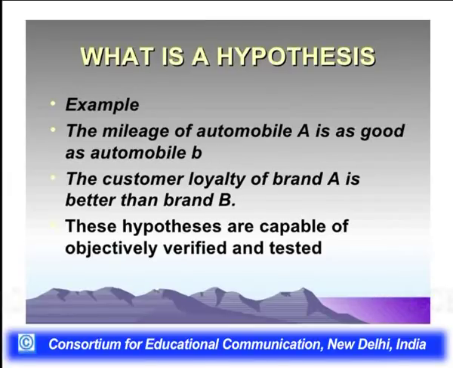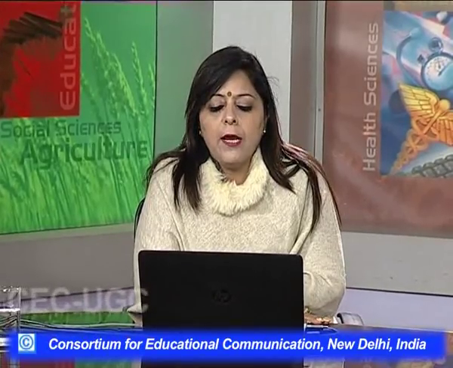For example: the mileage of automobile A is as good as automobile B. The loyalty of the customers of brand A is better than brand B. These hypotheses are capable of being objectively verified and tested. Now, these are examples to give a very clear understanding of what a hypothesis is. We are starting with an assumption that we have two products A and B, and as far as loyalty is concerned, the customers are more loyal to product or brand A than brand B.